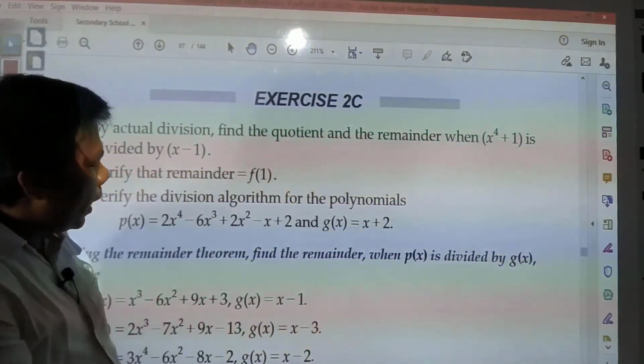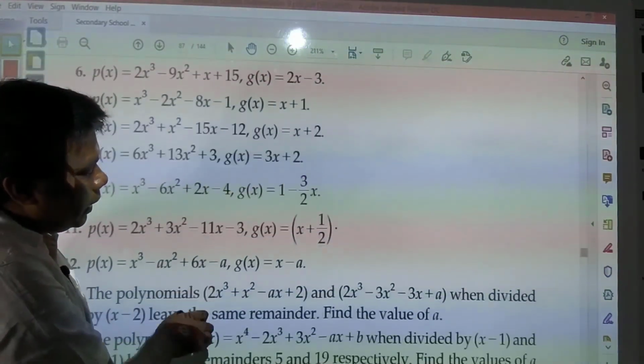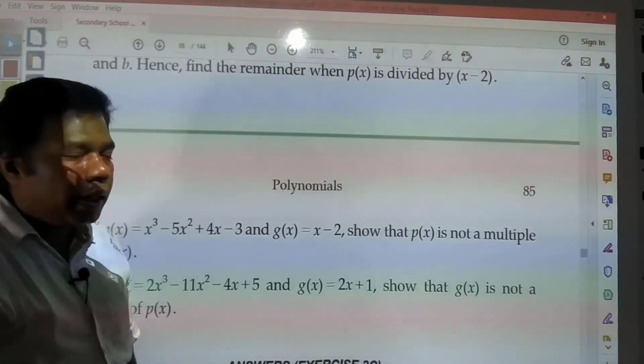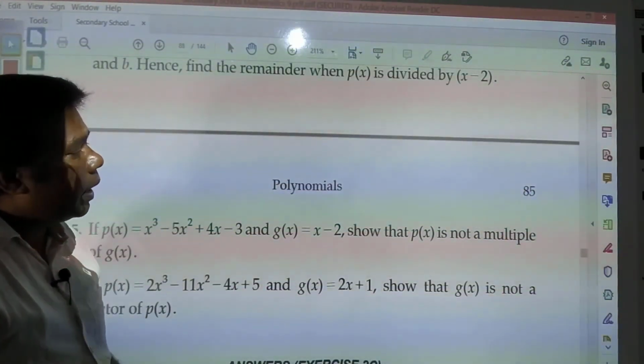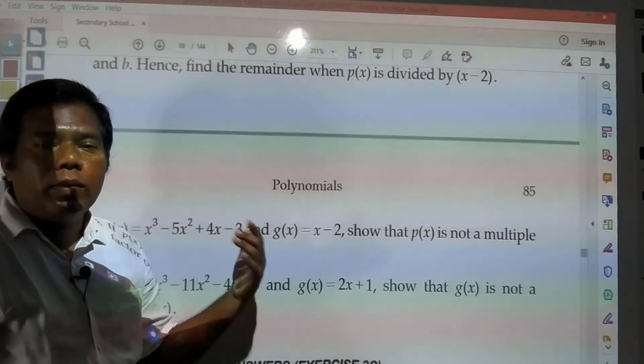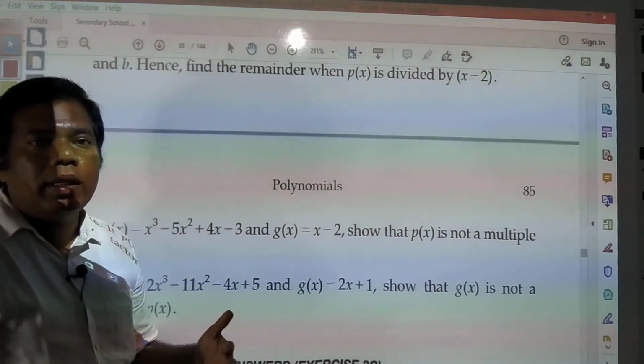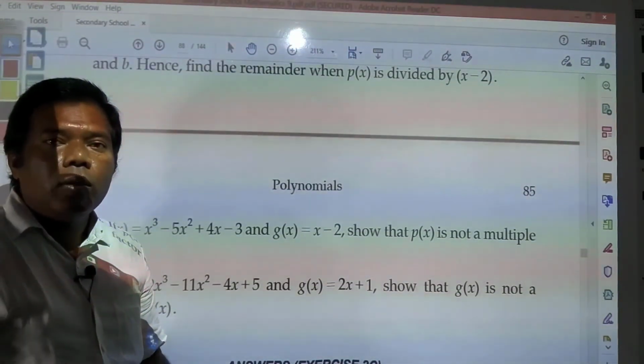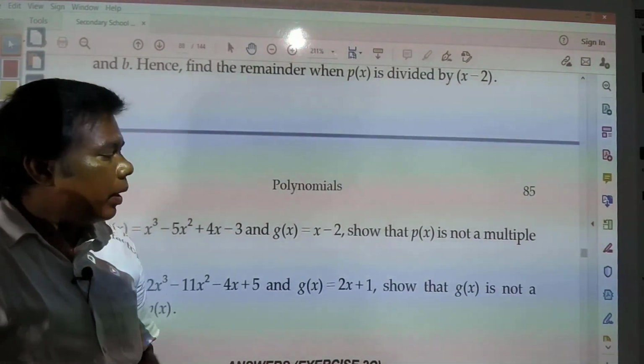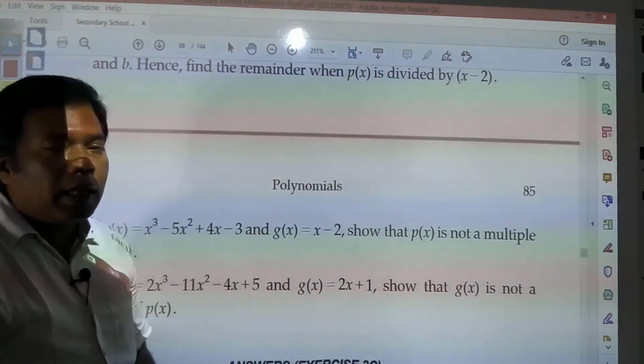Exercise 2c I hope you will do in your copy, and next day we will start factorization. And even factorization you have already done in your previous class in class 8. So once you revise by yourself and then you watch the video, so that you will be able to understand in a better way. So we'll meet in the next class. Till then, thank you.